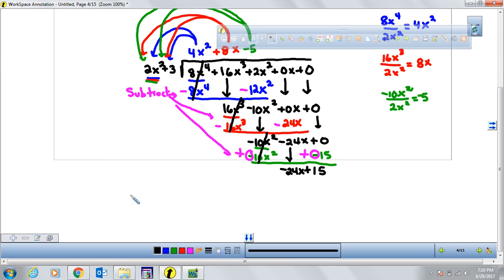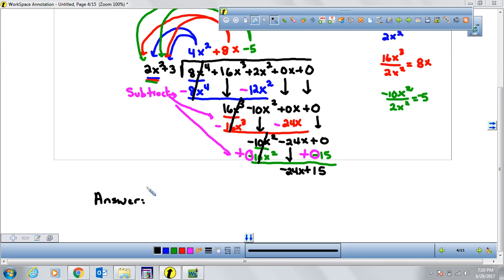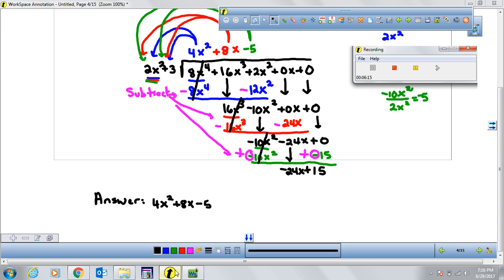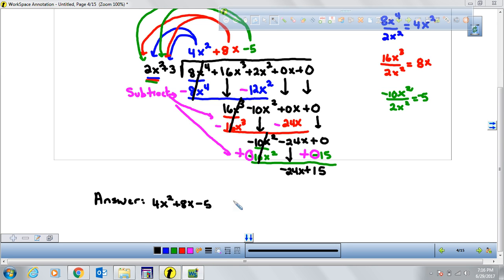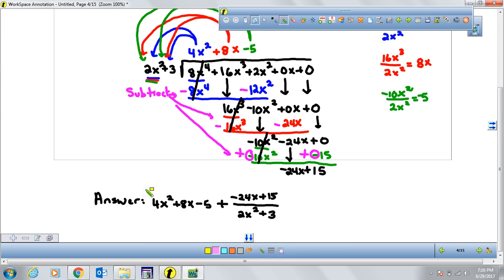So, how do we write the answer? You're going to write the answer for the division that we got on the quotient right here at the top, which is 4x to the second power plus 8x minus 5. And after that, we have to put the remainder. The remainder, we're going to express it as a fraction because that's basically what the remainder means, a fraction. So it's going to be negative 24x plus 15 over the divisor, which is 2x squared plus 3. That is the answer for this division.